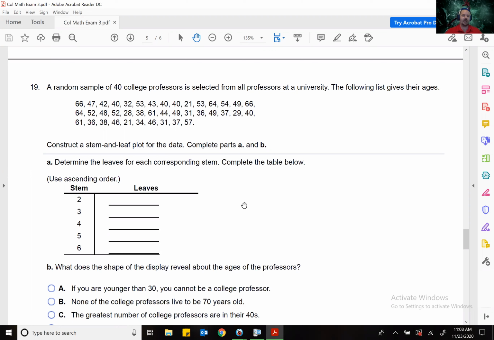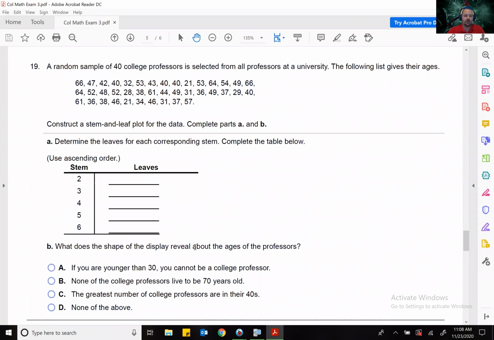So down here, it says a random sample of 40 college professors is selected from all professors at a university, and they give their ages. Okay, so we're going to make a stem and leaf. Now, in here, it says use ascending order. Okay, so that's good. So we need to have them in order. With that being said, let's go ahead and put in all of our information so we can get this question done. I believe they will also allow you to have commas between your numbers.